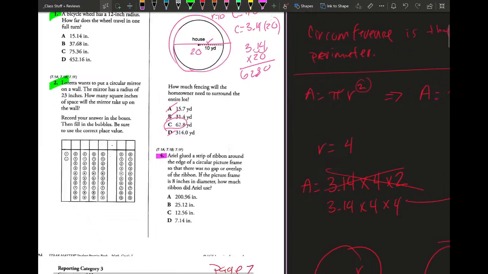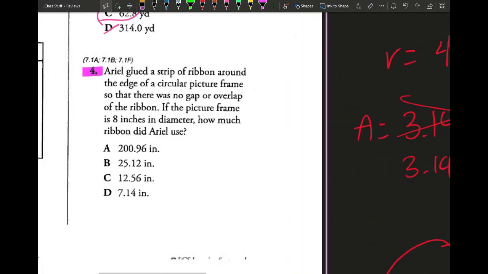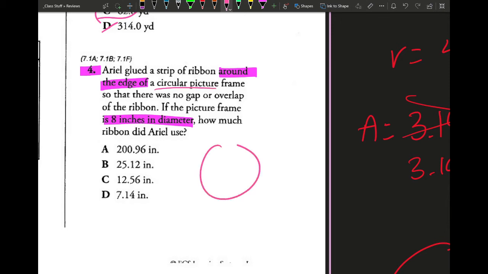Let's look at number 4. Number 4, it says, Ariel glued a strip of ribbon around the edge, keyword, around the edge, of a circular picture frame so that there was no gap or overlap of the ribbon. If the picture frame has 8 inches in diameter, how much ribbon did he use? I know that the frame is 8 inches in diameter, so that means it's a circle. So go ahead and draw the circle. The diameter is the whole thing, right? So my diameter equals 8.